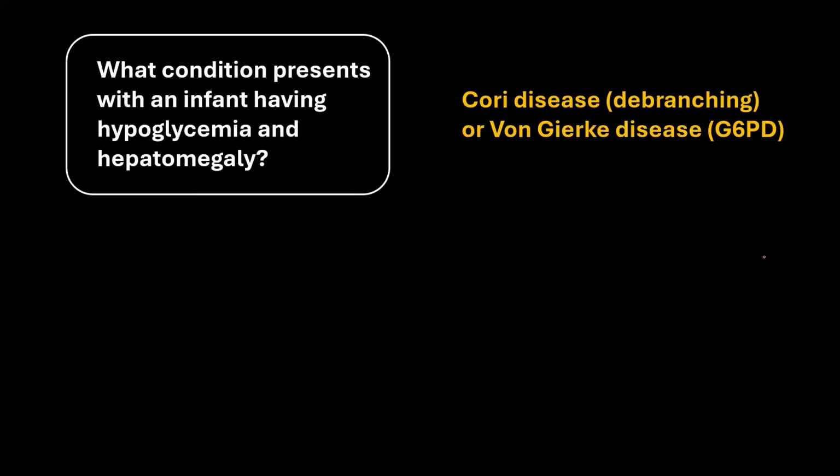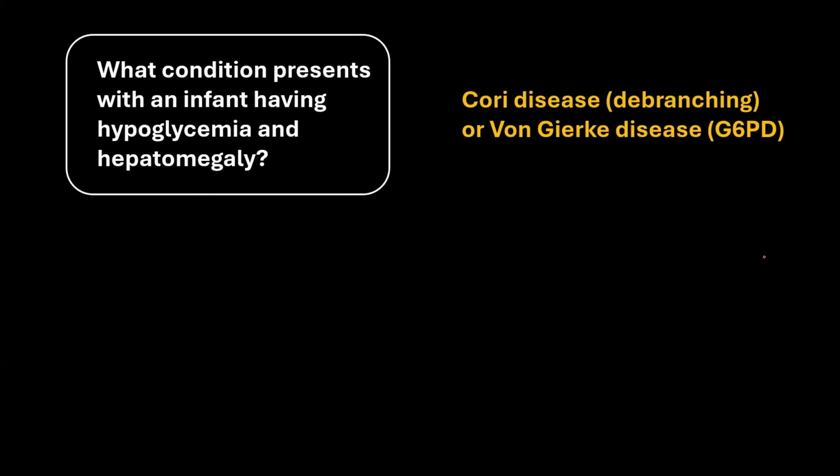Okay, what condition presents with an infant having hypoglycemia and hepatomegaly? Yeah, nice. It's not Pompe disease. I'm thinking of a different one here. Hypoglycemia, I think, is what separates this one. There should only be a couple that present with hypoglycemia. Beckwith-Wiedemann's a good thought. Beckwith-Wiedemann does present with hypoglycemia. I'm thinking of a different one. I'm thinking like step one. I don't think I've ever seen this in real life, but step one likes to really go after that.